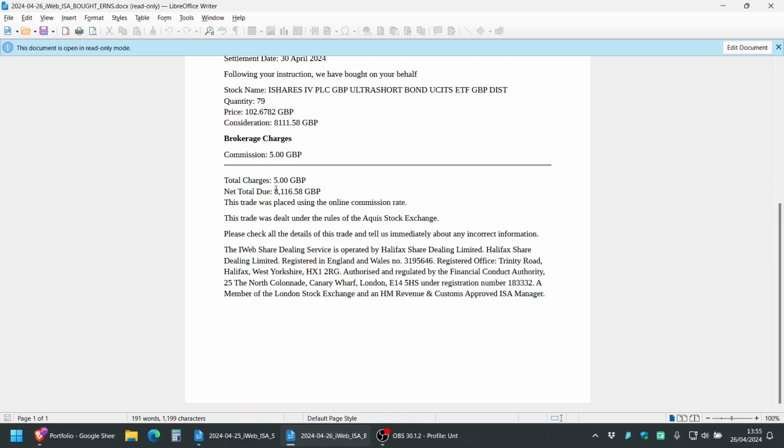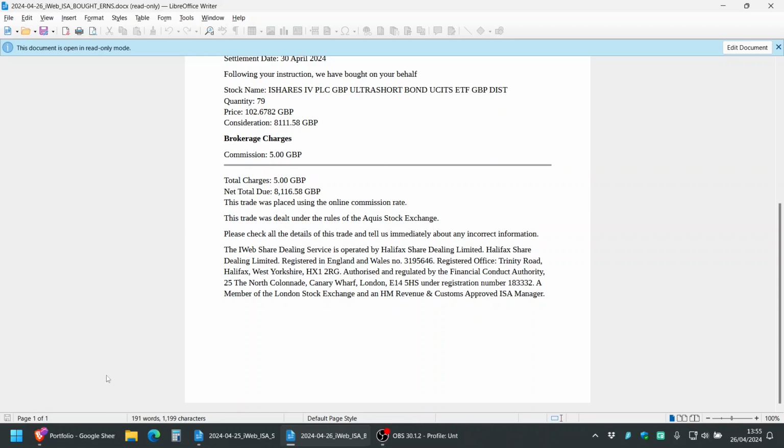On the downside, there's a little bit of a spread, but with the spread and the £5 to buy and the £5 to sell, I've worked out that I need to hold this ETF for about 10 days to cover the cost of the buys and the sells and the tiny spread.